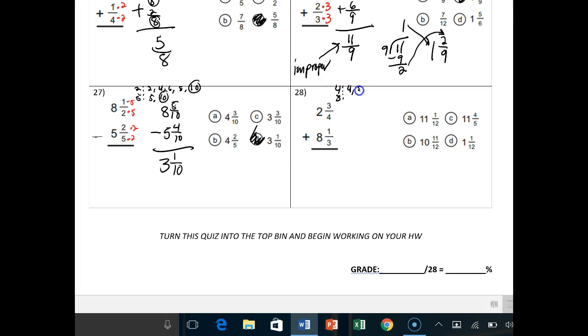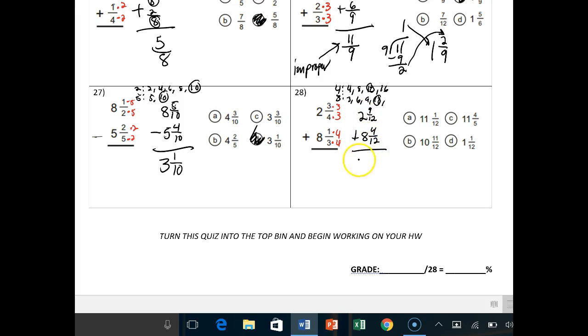And the last one was an addition problem again, so we have 4 and 3. So 4, 8, 12, 16. And then we have 3, 6, 9, 12. Oh, there it is right there. So I want to make both denominators 12. So I'm going to multiply the 3/4. How do I make it 12? I multiply by 3. How do I make 3 become 12? I multiply by 4. So our new fractions become 2 and 9 over 12 plus 8 and 4 over 12.